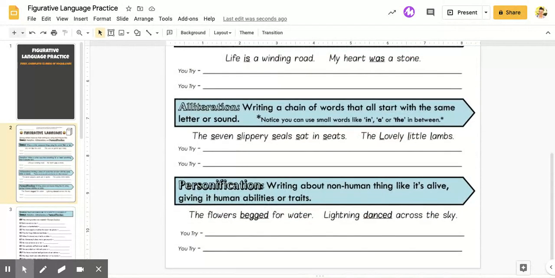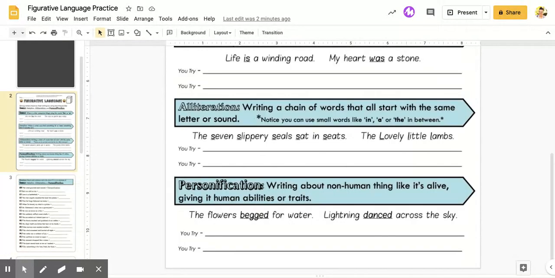Alliteration is like Sally sells seashells by the seashore. So writing a chain of words that all start with the same letter sound. The 7 slippery seals sat in seats, or the lovely little lambs. And so you're going to write 2 metaphors up here, 2 alliterations here.